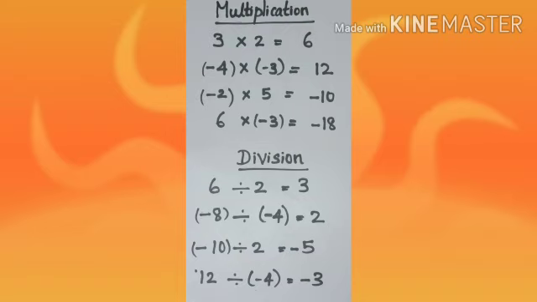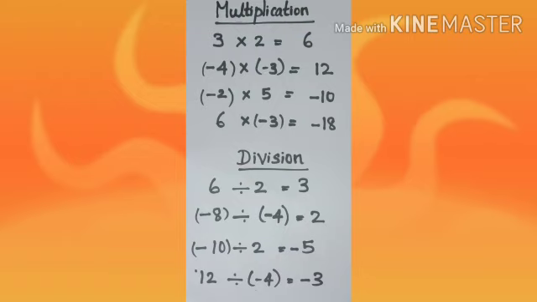One is negative and one is positive. We get the result as negative. Next, we can discuss division. Division is the same as multiplication. 6 divided by 2: 6 is a positive integer and 2 is also a positive integer. If we divide 6 by 2, we will get the positive result 3.